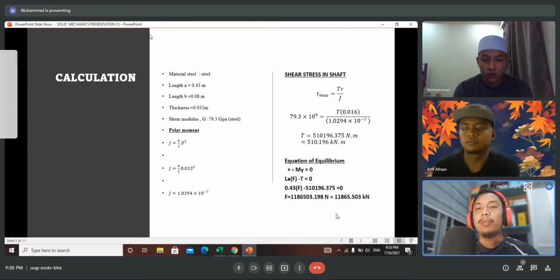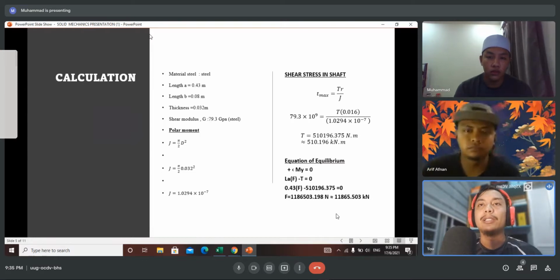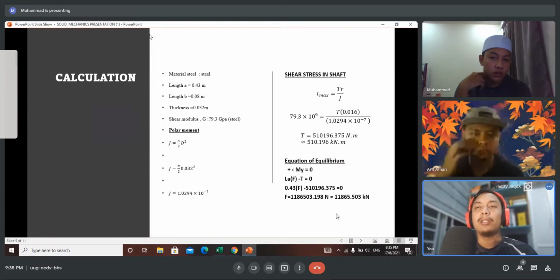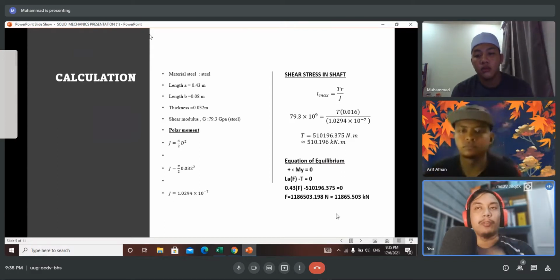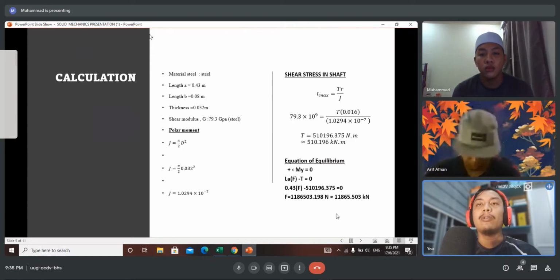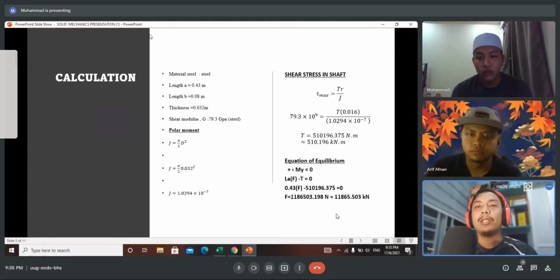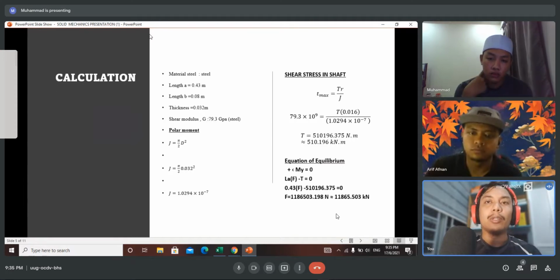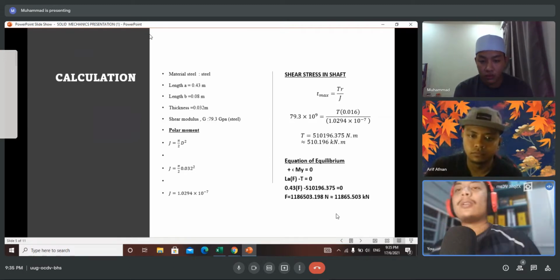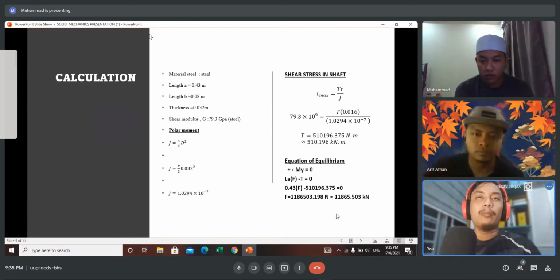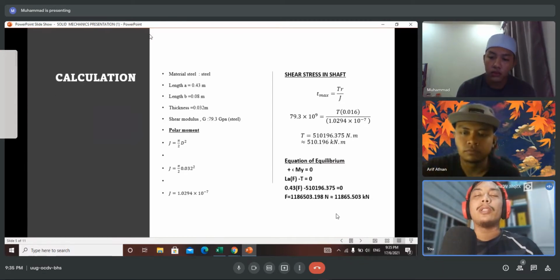We got 1.0294 multiplied by 10 to the power of -7. Then for the shear stress in the shaft, the tau max, we use the shear stress formula, and we got the torque T as 5.01196 kilonewton meter. Then from the equation of equilibrium, we got the force as 11865.503. Next.